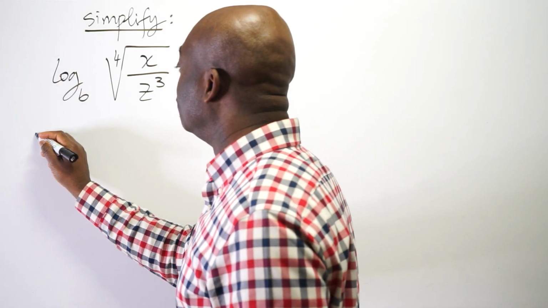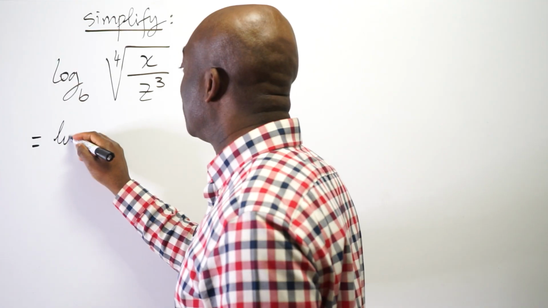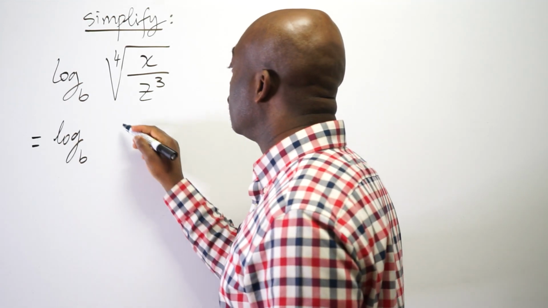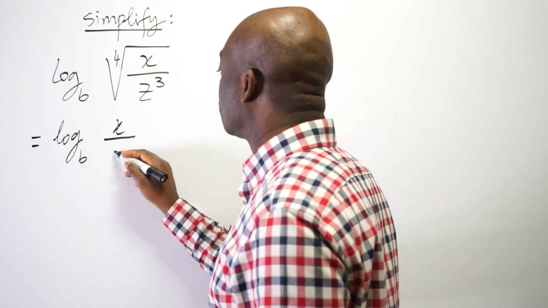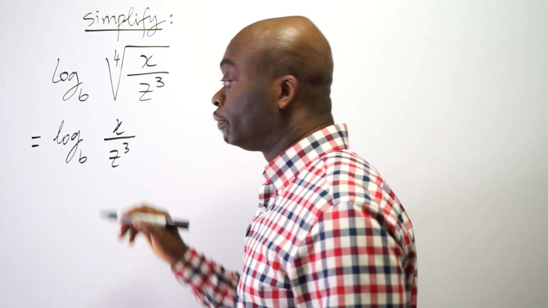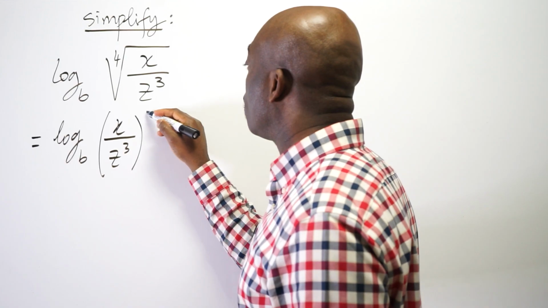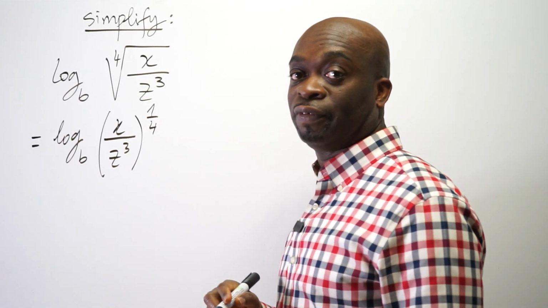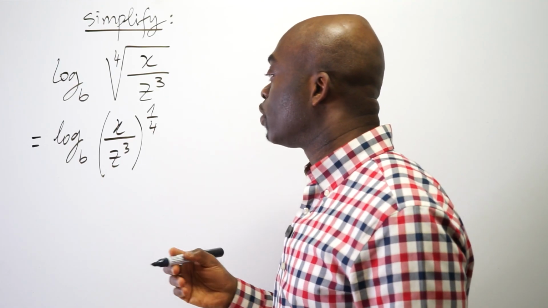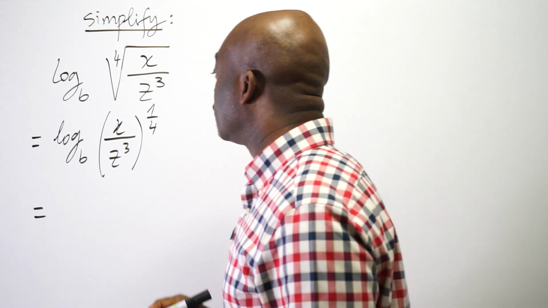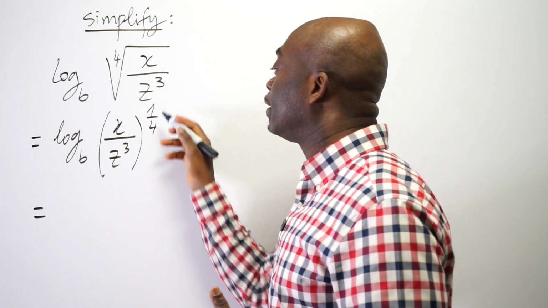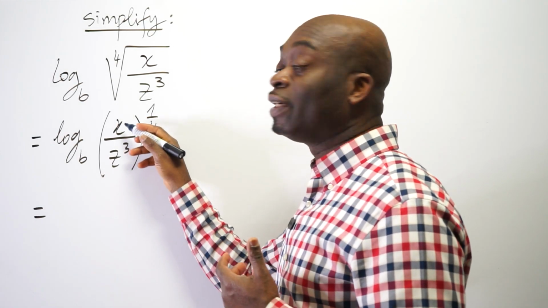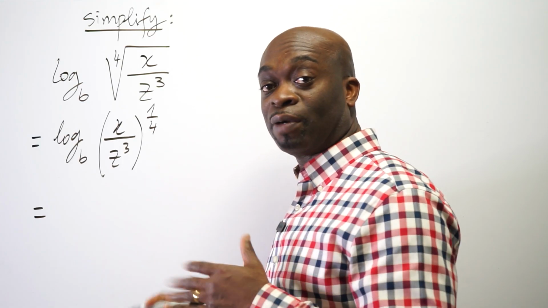And to do that, here's what's happening. So we have log base b of x over z to the third power, all to the power of 1 over 4. So this is what we're dealing with. Because of this, we can now apply the 1 over 4 as a power to each of the powers for the expression on top and bottom separately.